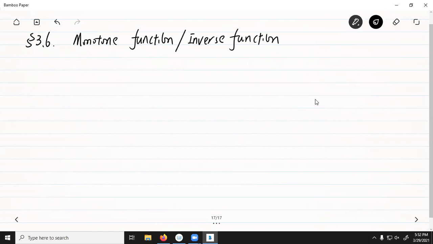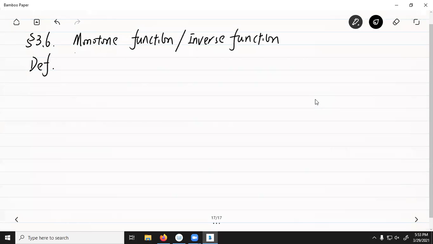So why do we talk about monotone functions? We have the monotone sequence. A sequence is a set of discrete numbers. But if we connect these numbers together, we will form a function, a curve, and we want to extend the monotone sequence to a monotone function. So first I give you the definition for monotone functions.